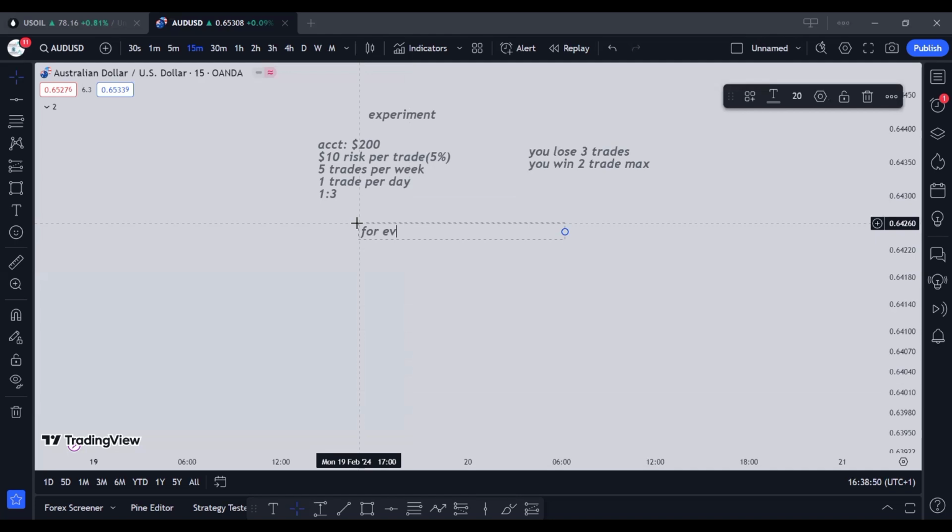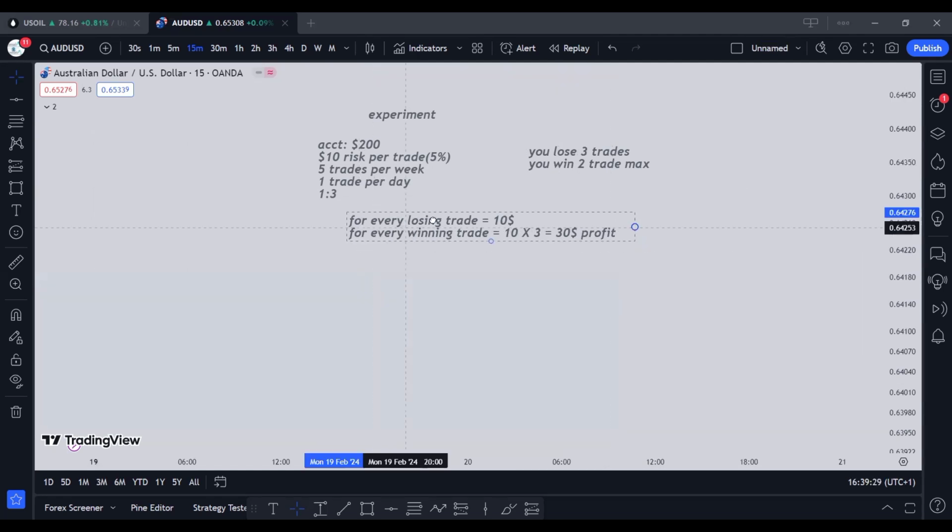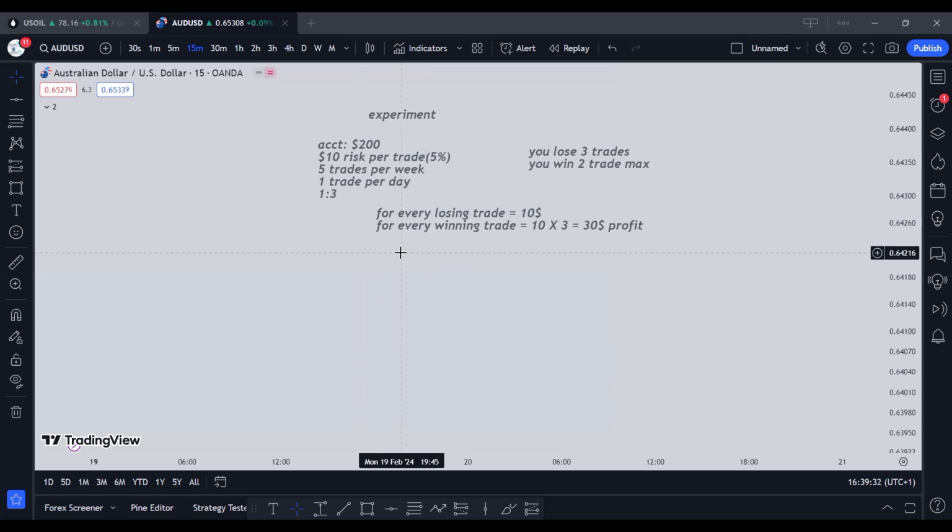For every losing trade, $10 loss. For every winning trade, it's 1 to 3, right? So 10 times 3, $30. For every losing trade, $10. For every winning trade, $30.